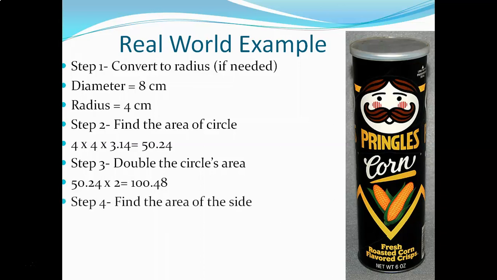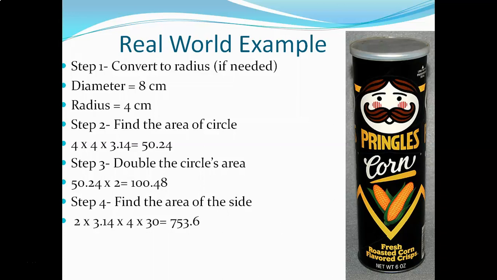Step 4, I need to find the area of the side. Now, this was that strange, weird formula. It was radius times height times pi times 2. So I did it in this order. I did 2 times pi times radius times height, and I got 753.6. We're not finished there, though.